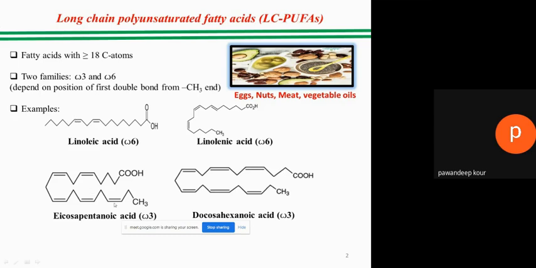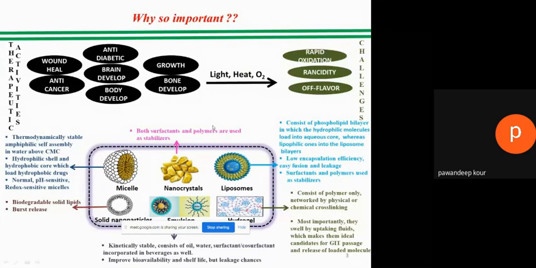Similarly, this is icosapentaenoic acid. In case of this, if we start numbering from the non-COOH terminal, we can see that the first double bond appears at 1, 2, and 3. That is the third position. That means it is an omega-3 LC-PUFA. Similarly, linolenic acid is another LC-PUFA, which is omega-6, and docosahexaenoic acid is an omega-3 LC-PUFA. As far as their therapeutic activities are concerned, they cover a vast arena, which includes the development of bone, brain, and body. Additionally, they act as anti-cancerous and anti-diabetic agents as well.